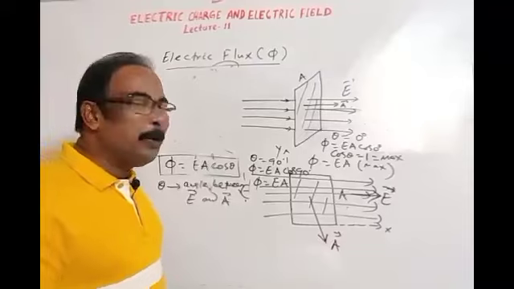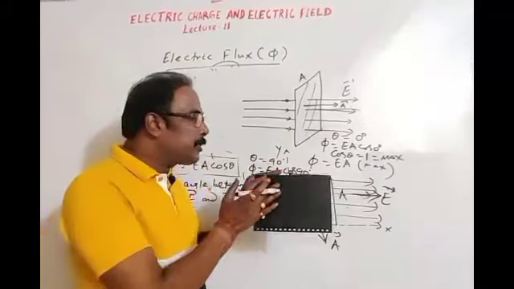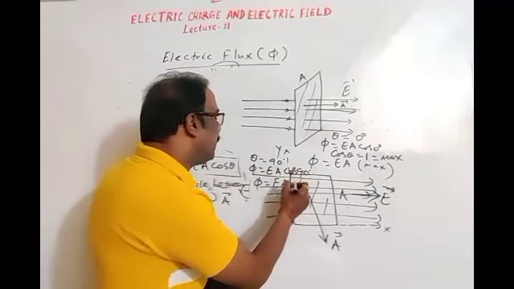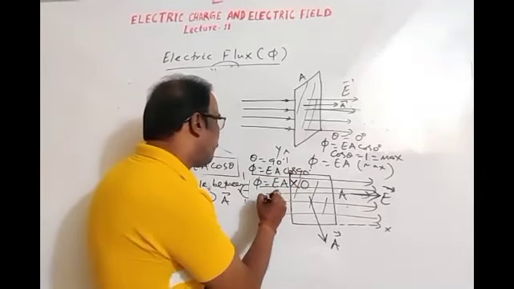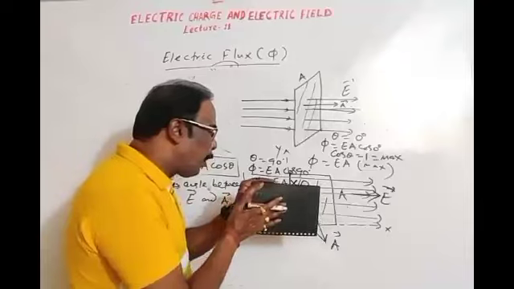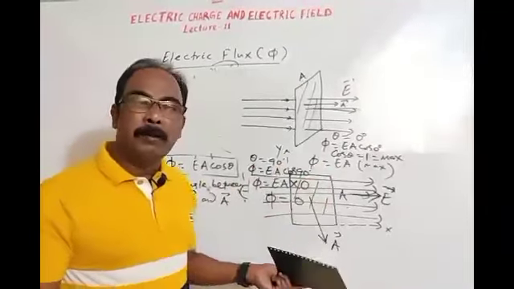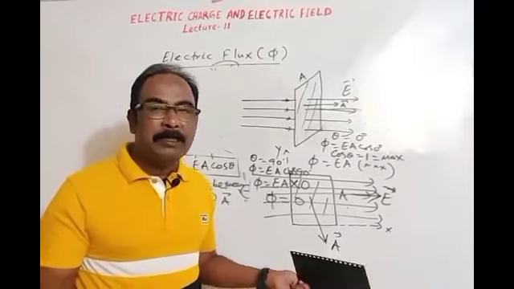Okay, here no flux links with the surface. Flux is cos 90, which is 0. So flux is 0, meaning no flux links with the surface. Here flux is minimum, which means 0.